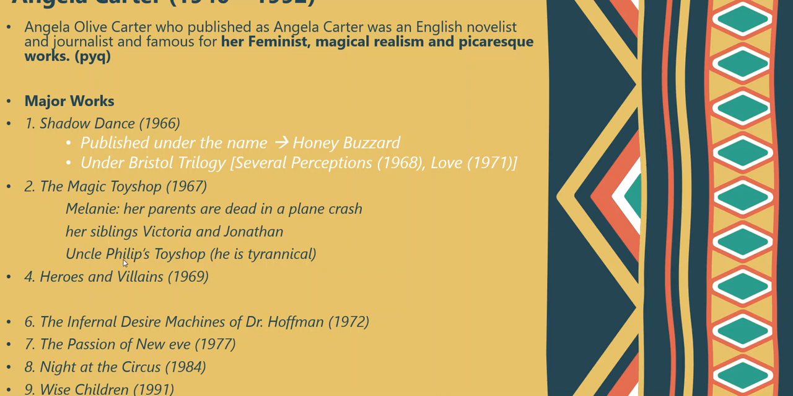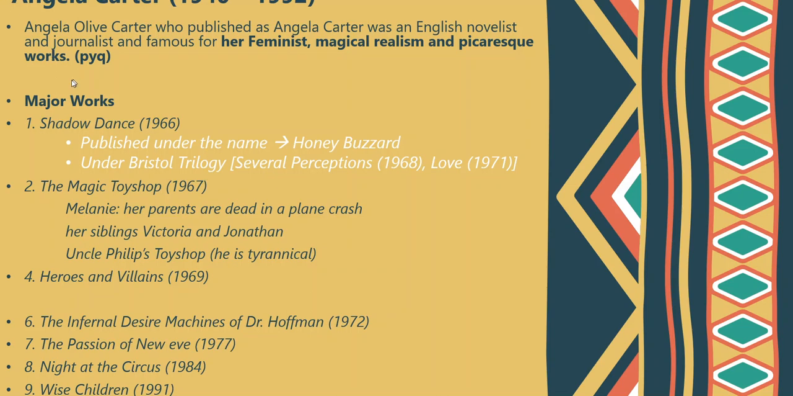They went to Uncle Philip's toy shop. But this uncle is actually very tyrannical. He is not very good. He is not there to welcome Melanie and her siblings. So, Uncle Philip's toy shop. That's why it is called Magic Toy Shop, where Melanie and her siblings were also selling toys in their uncle's shop. So that kind of a story is there.